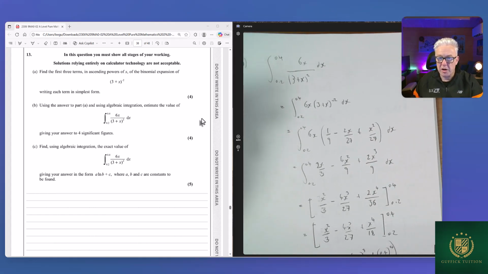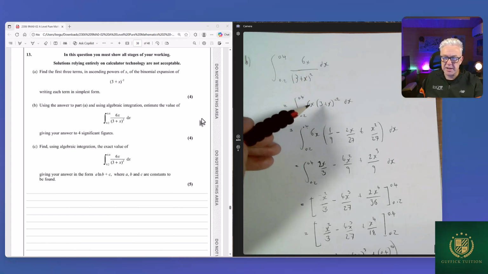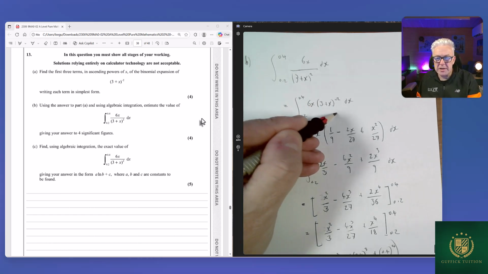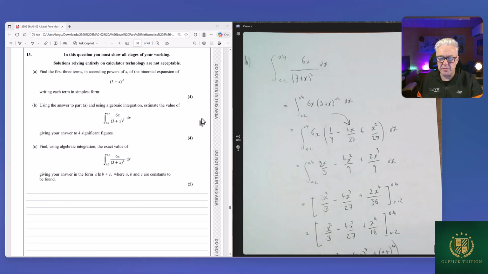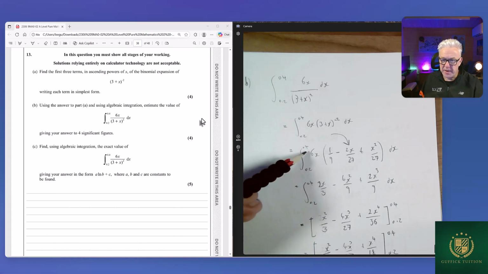So we're going to, first of all, rewrite 6x over 3 add x all squared as 6x times 3 add x to the minus 2. And because it's an approximation, it's just an estimate, we're just going to use the answer that we got in part A, which they tell us to do anyway. So we're going to expand these brackets now.